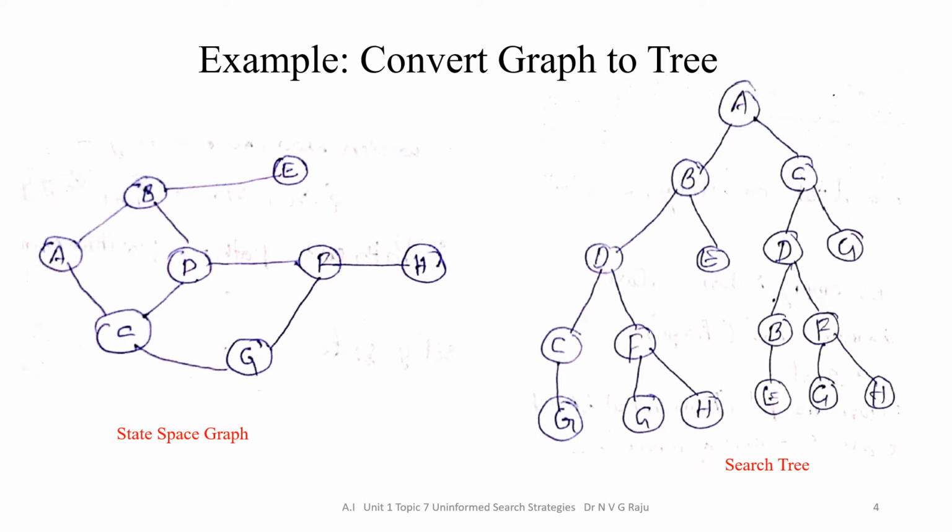We have to move from the initial state to the goal state, from state to state, by taking actions. A is the root node and G, H, E are called leaf nodes. A is an ancestor of B and C. D and E are descendants of B.